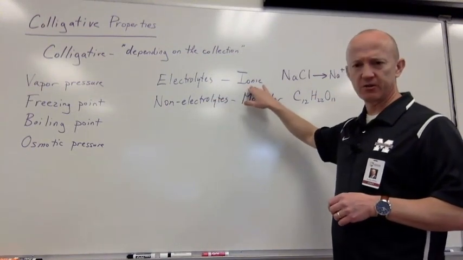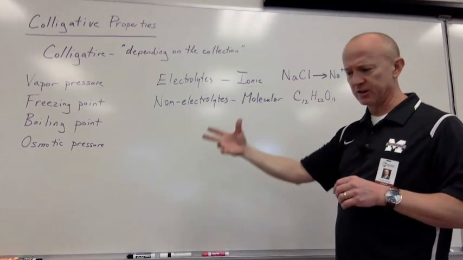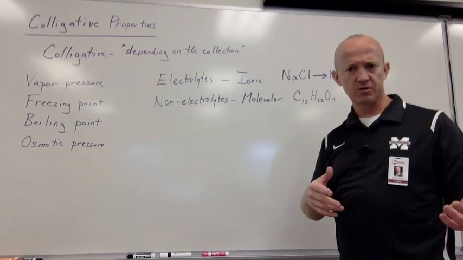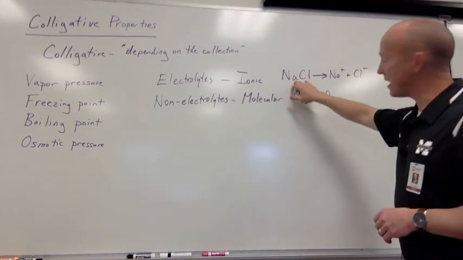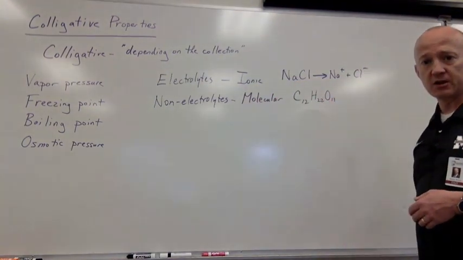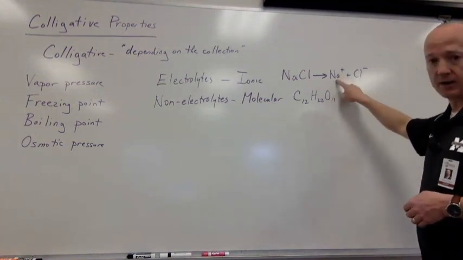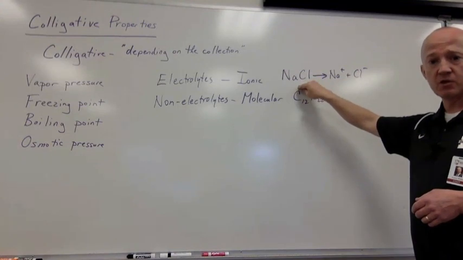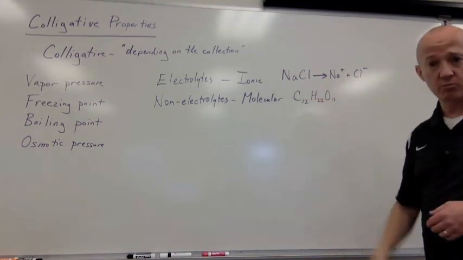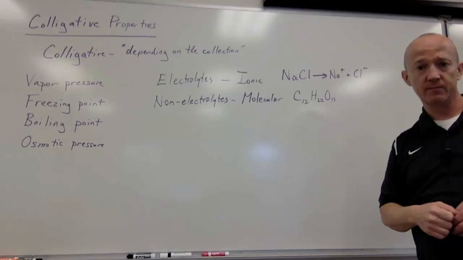Electrolytes, we're talking about things that are normally ionic, right? They can actually conduct electricity through the solvent. Ionic compounds like sodium chloride, when they get into water, they dissociate, don't they? They give us a sodium ion and a chloride ion. For every formula unit of sodium chloride, we get two particles for the price of one.